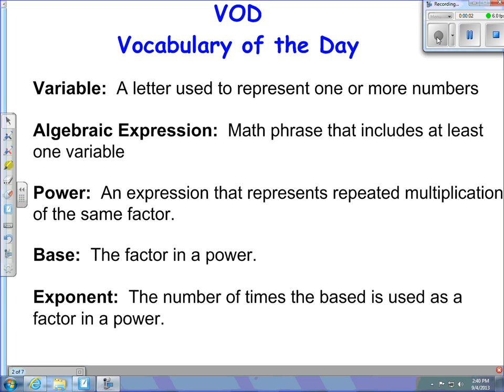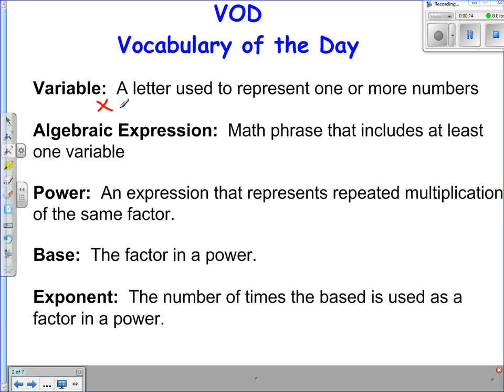Algebra 1 vocabulary of the day. We have 5 words. We'll start with variable. Variable is defined as a letter used to represent one or more numbers. If you want to give an example, x is an excellent example of a variable.